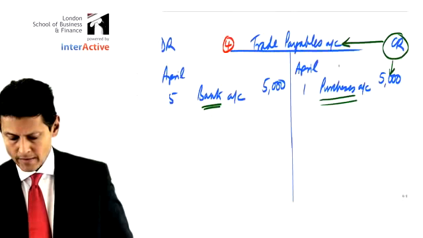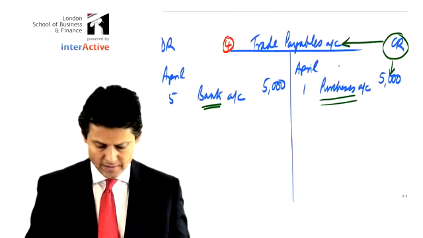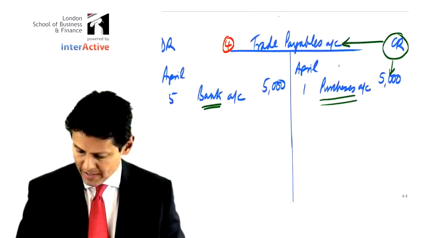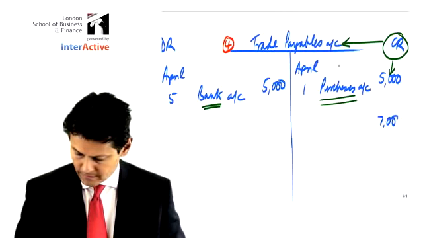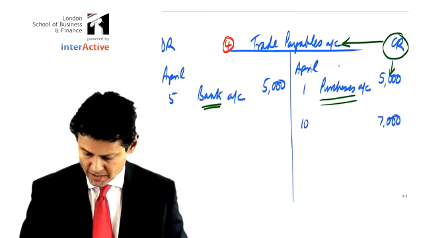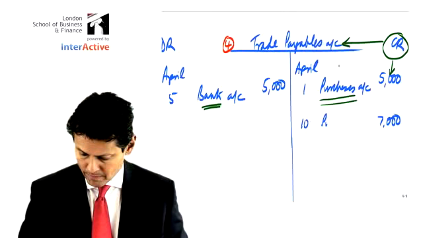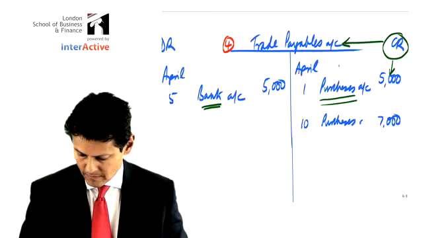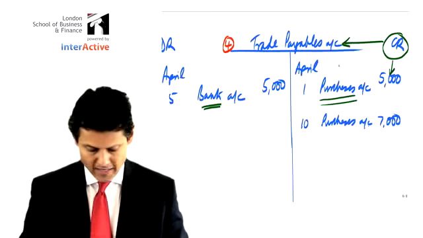The next thing is to credit trade payables. Here is the trade payables account. Let's put that 7,000 onto the credit side, and let's refer to purchases. 10th of April, purchases, or just a ditto if you prefer. So that's the end of the 7th journal entry.